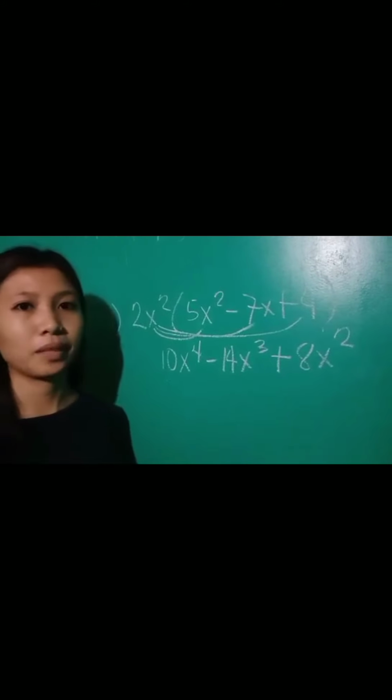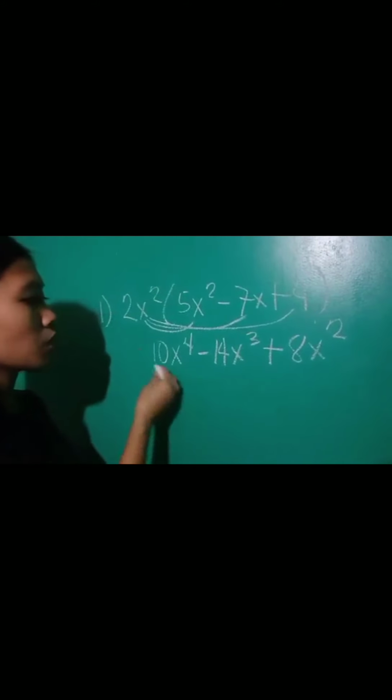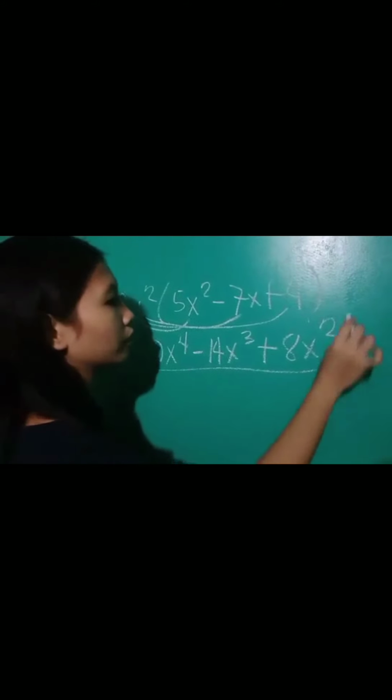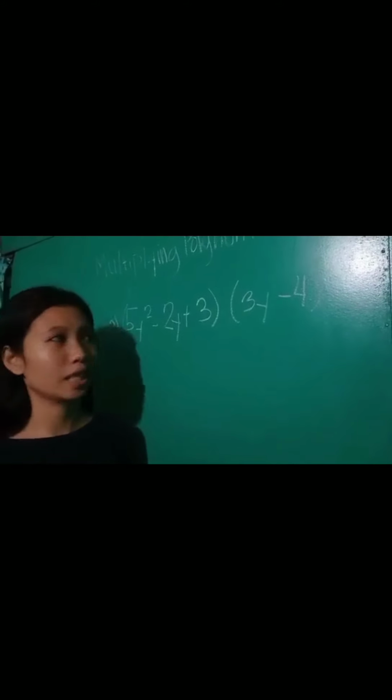The second step is to combine like terms. We don't have like terms here, so this must be our final product. Let's proceed to our second example.